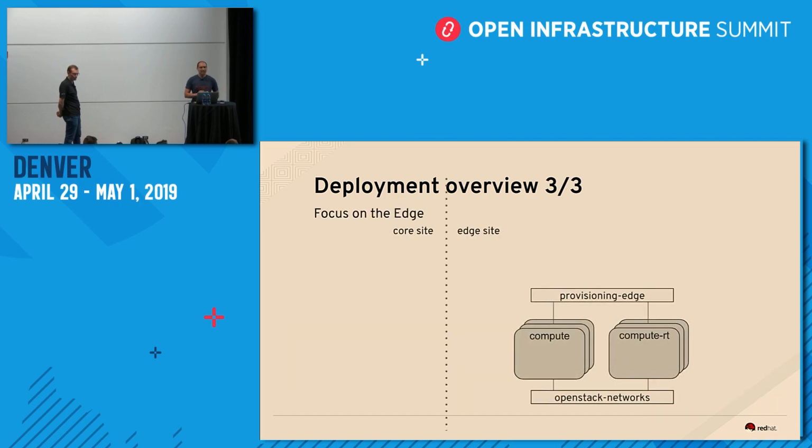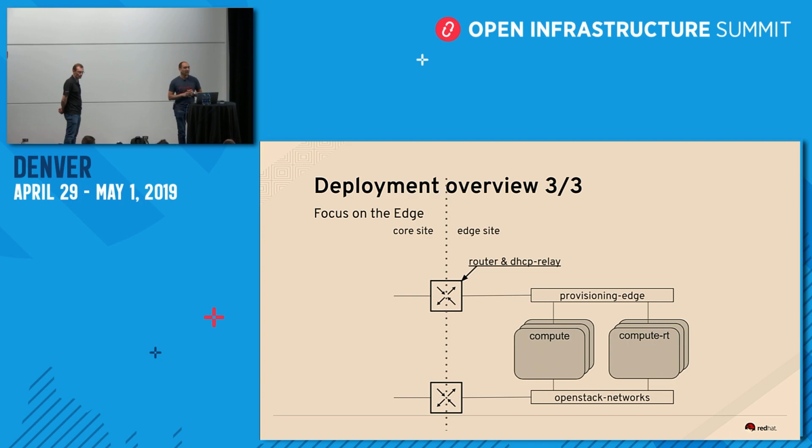sites. If we look a bit more closely at the edge site, as I said, we need a router. And for the provisioning, as you know, for PXE networks, we need not only a router, but also a DHCP relay.